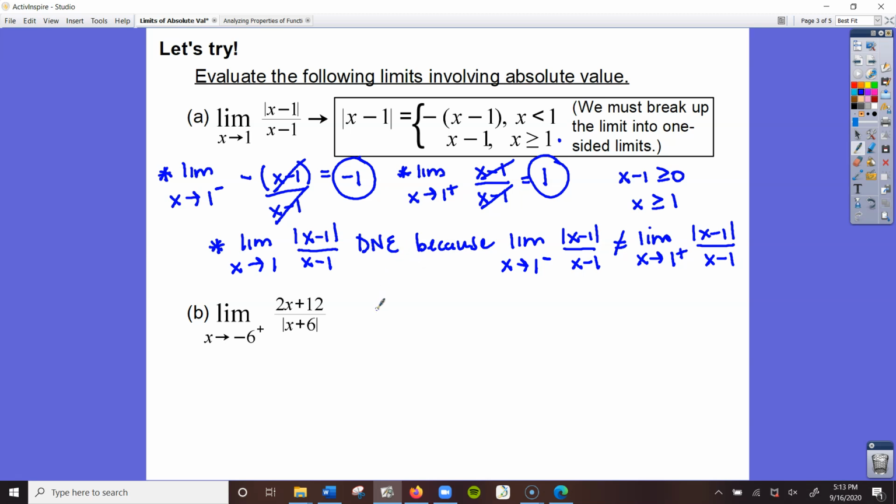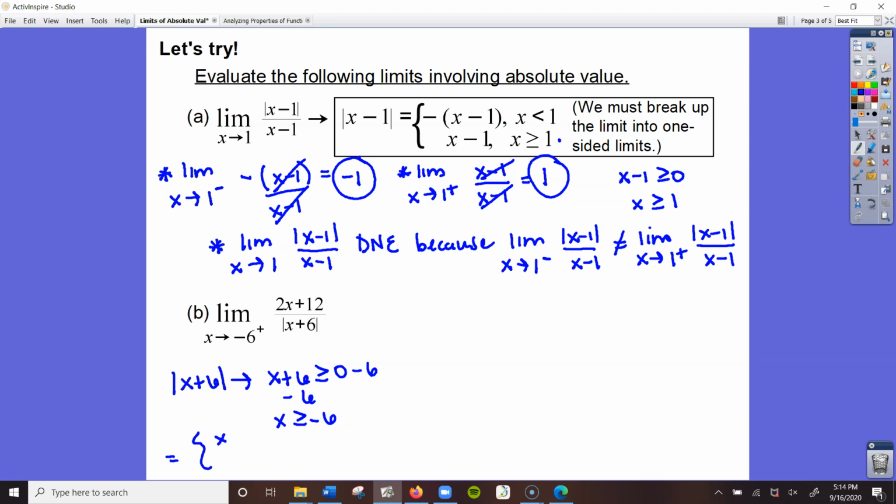Moving on to the second example, we're going to first write the piecewise function that would represent my absolute value. So we have the absolute value of x plus 6. And I'm going to take whatever is on the inside and make it greater than or equal to 0. From here, I would subtract the 6, and I get that x has to be greater than or equal to negative 6. This leads me to write my piecewise function.